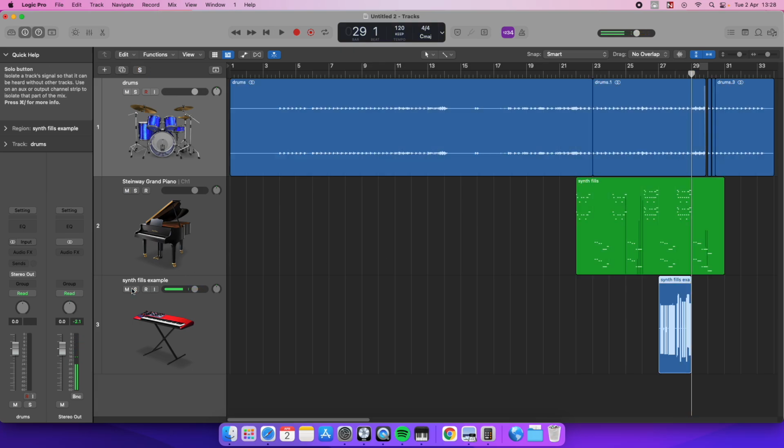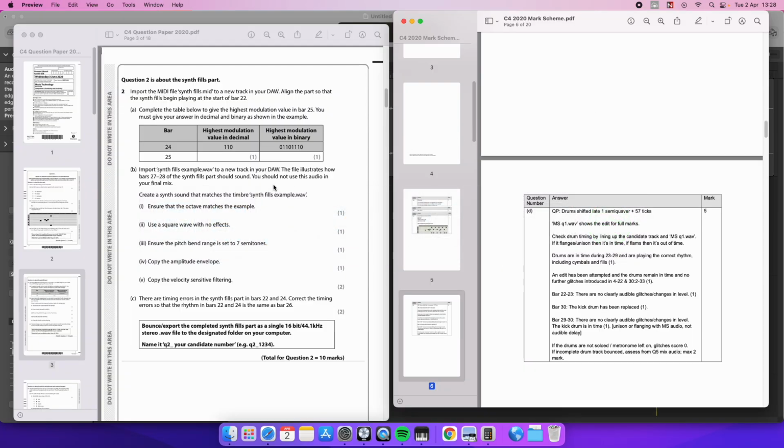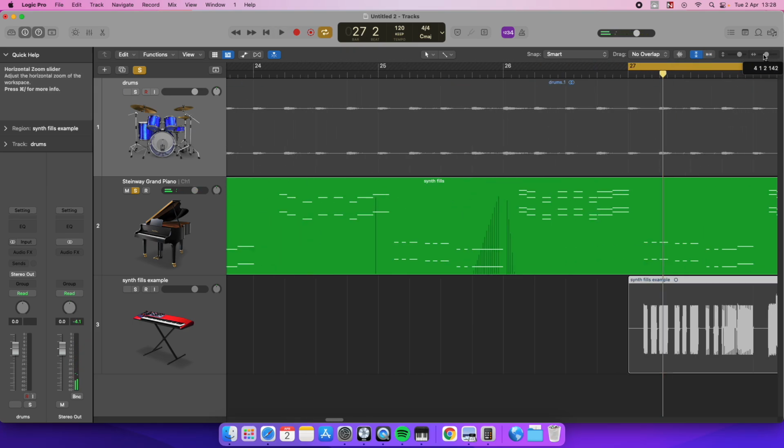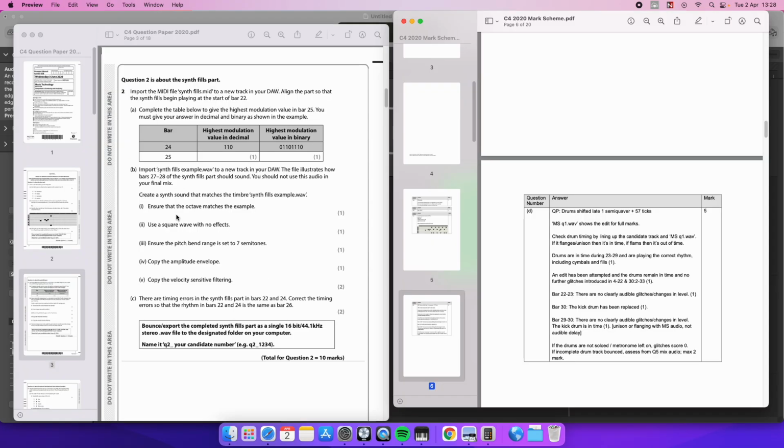Yeah, nice. Okay. So at the moment it's just all playing piano, right? It's playing so high you can only hear the hammers. This file illustrates how bars 27 to 28 of the synth fills part should sound. Not the whole thing? Oh, sorry, 28. So, not the whole thing. That's just how that bit should sound. Then, ensure the octave matches the example.